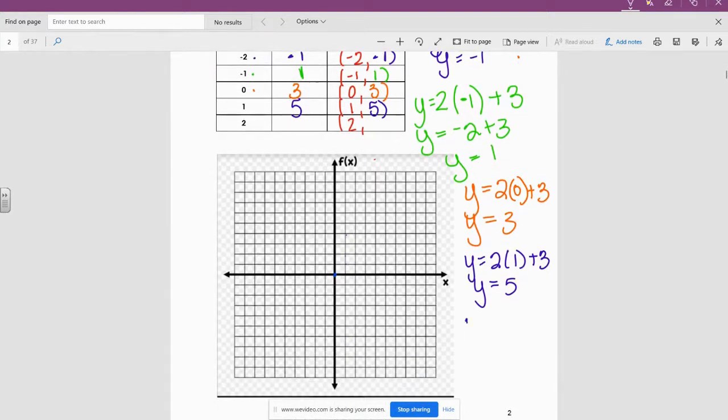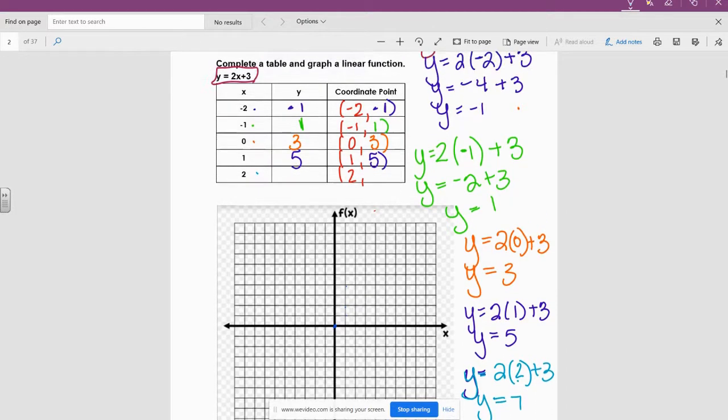Next equation, y equals, I'll change color so you can tell the difference. Y equals 2 times, this time the x is 2, and we add 3. So 2 times 2 is 4, plus 3 is 7. So when x is 2, y is 7.